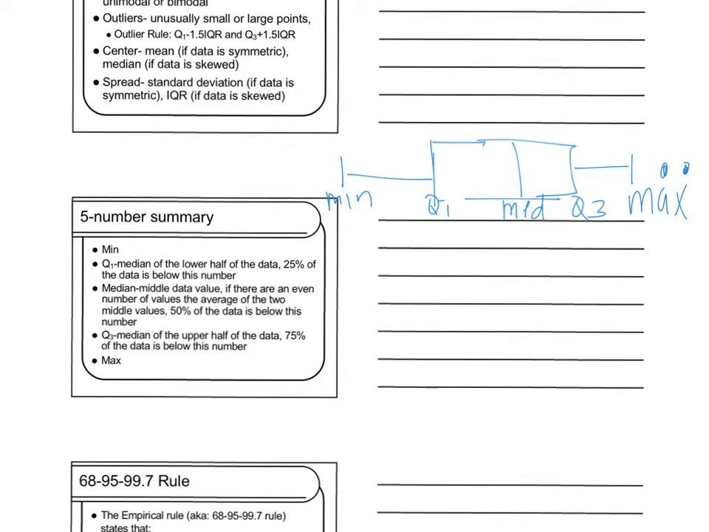Remember your percentages based on that each part of your box plot is 25% of your data. So this is 25%, this is 25%, this one is 25%, and from the Q3 to the max is 25%. So you can talk about that when you are asked to describe and talk about compared distributions.